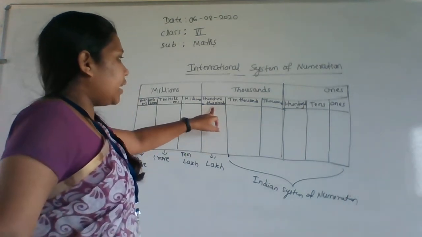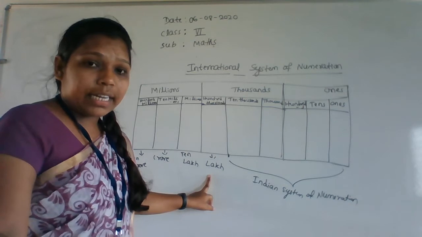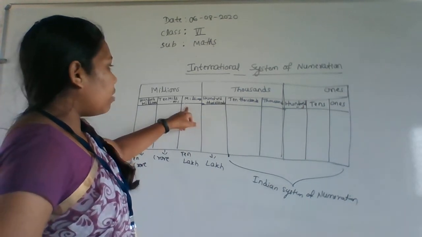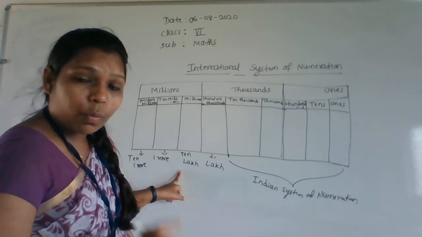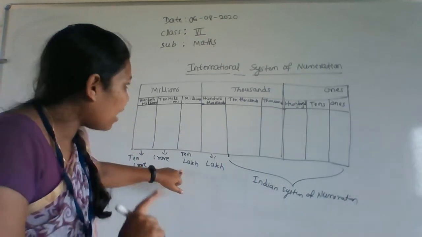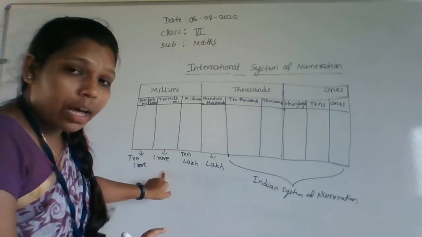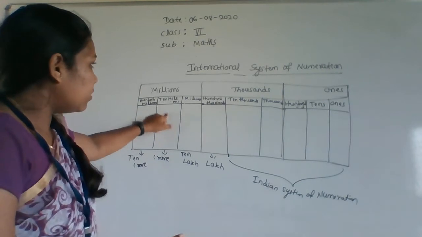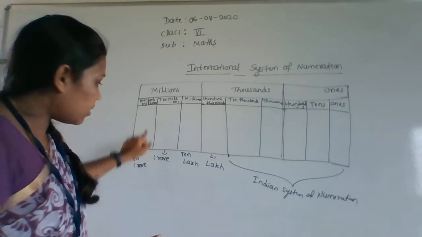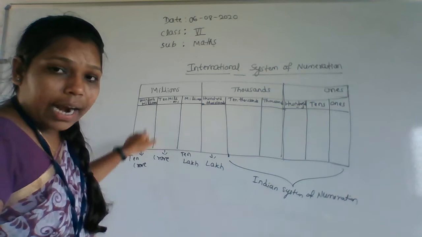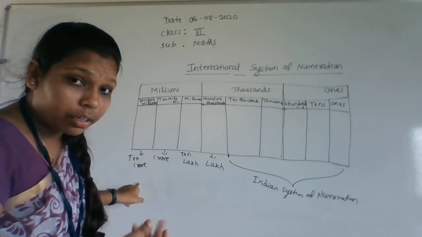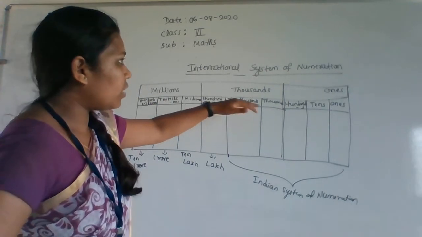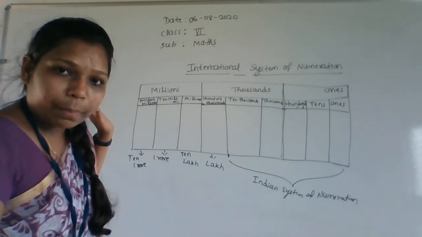See here, 100,000 is nothing but a lakh. In the Indian system of numeration, we call it a lakh, and a million is nothing but 10 lakh. 1 million is equal to 10 lakh, and 10 millions is equal to 1 crore. And after that, 100 millions is nothing but 10 crore. So these are the Indian system of numeration, and above are the international system of numeration.